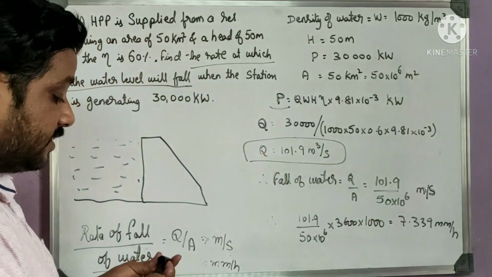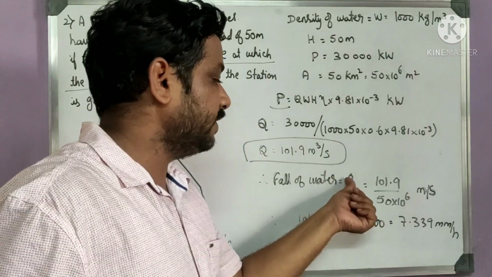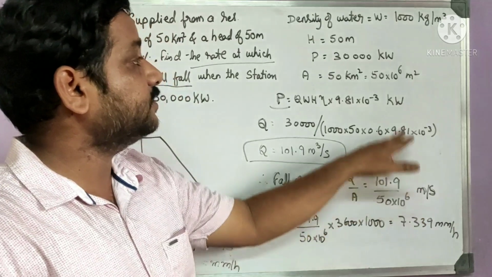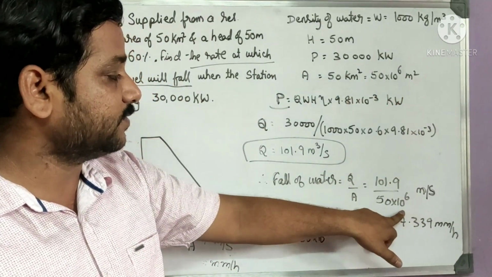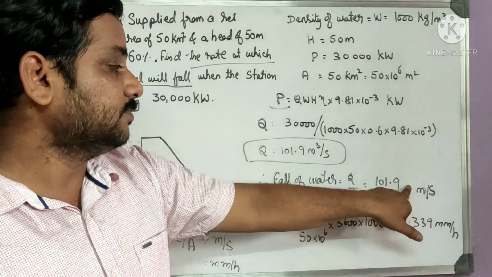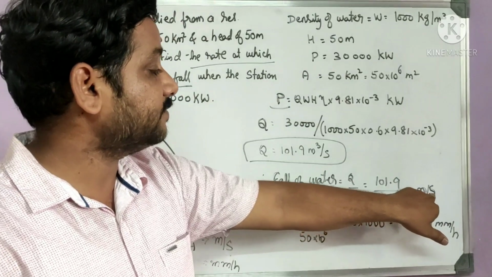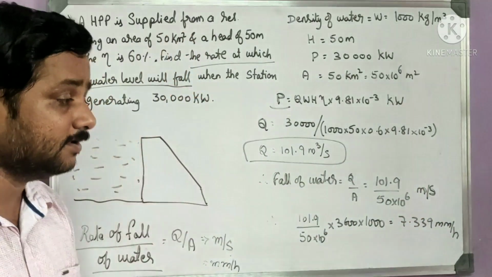So this is the Q value. But I don't want the discharge of water. They ask you to find the rate of fall of water. So what I do here is Q by A. That's what you need to do. So 101.9 by 50 into 10 power 6 meter square. I want it in terms of meter square, so I have written it as meter square. Now what I will get, this cubic meter by meter square will get cancelled, left only meter per second. This is the answer. If you simplify that, you will get an answer.